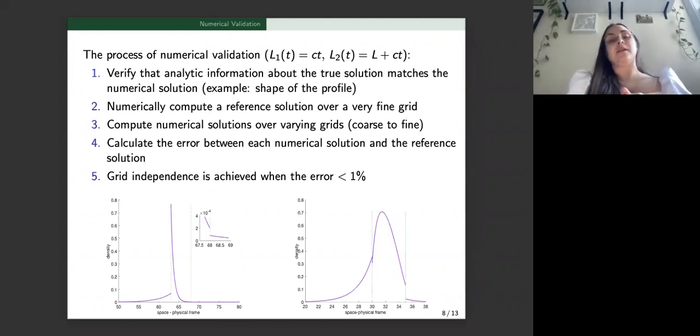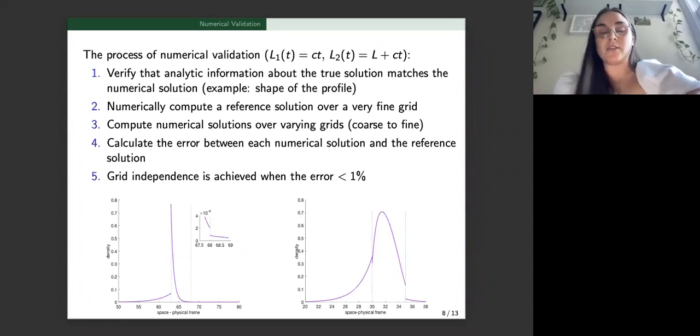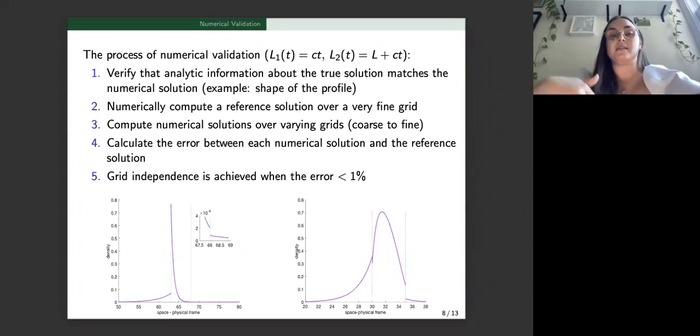Another thing that we want to do is have grid independence. So we don't want to see large or significant variation in the solution by changing the grid size. So what we do is we numerically compute a reference solution over a very fine grid, and then we compute numerical solutions over varying grids, for example coarse to fine. We calculate the error between each numerical solution and the reference solution. And once that is less than 1%, then we've achieved the desirable grid independence.